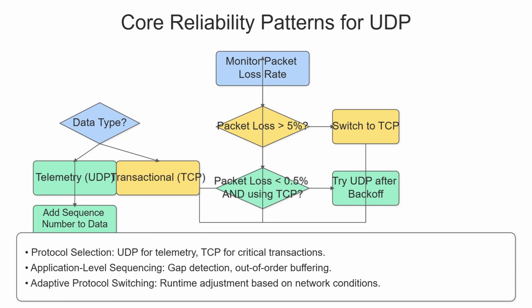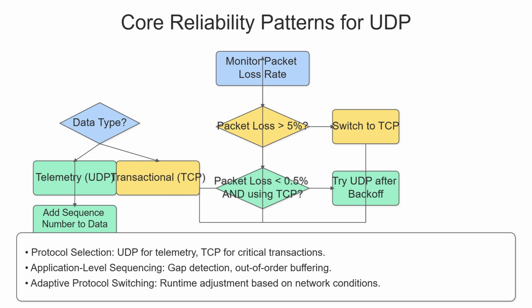When you choose UDP, you're taking on the challenge of reliability, but fear not, there are established patterns to guide you. First, a sound protocol selection strategy is paramount. The industry standard is to use UDP for high-volume telemetry, like logs, metrics, or traces, where individual message loss can be tolerated. Conversely, critical transactional data, like financial transactions, absolutely requires TCP's guaranteed delivery.